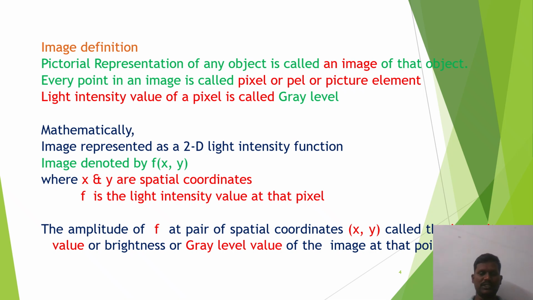Here x and y are spatial coordinates to identify a particular coordinate, and at that coordinate the light intensity value is represented with f. Therefore, the amplitude f at a pair of spatial coordinates is called the light intensity value, or brightness, or gray level value at that point.